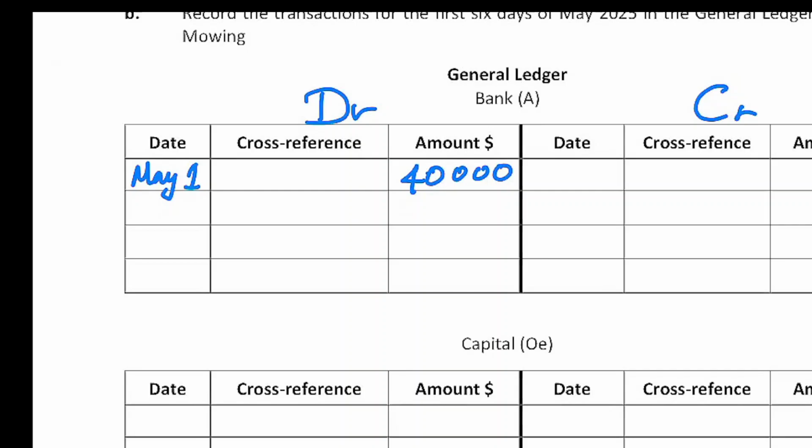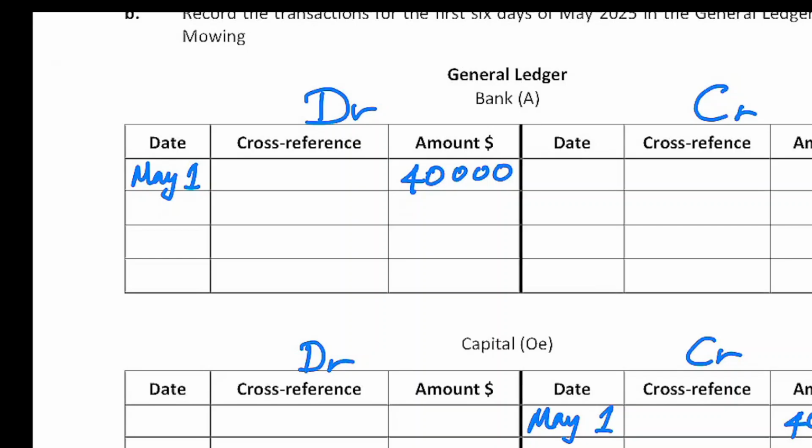Then, where do we record? What is the other one? Capital. The other item affected was capital. Then, which side is it? Credit side, meaning right hand side. Good. So the date is May 1st. Amount, how much? 40,000. Now we have written everything except the cross reference. What is the cross reference?